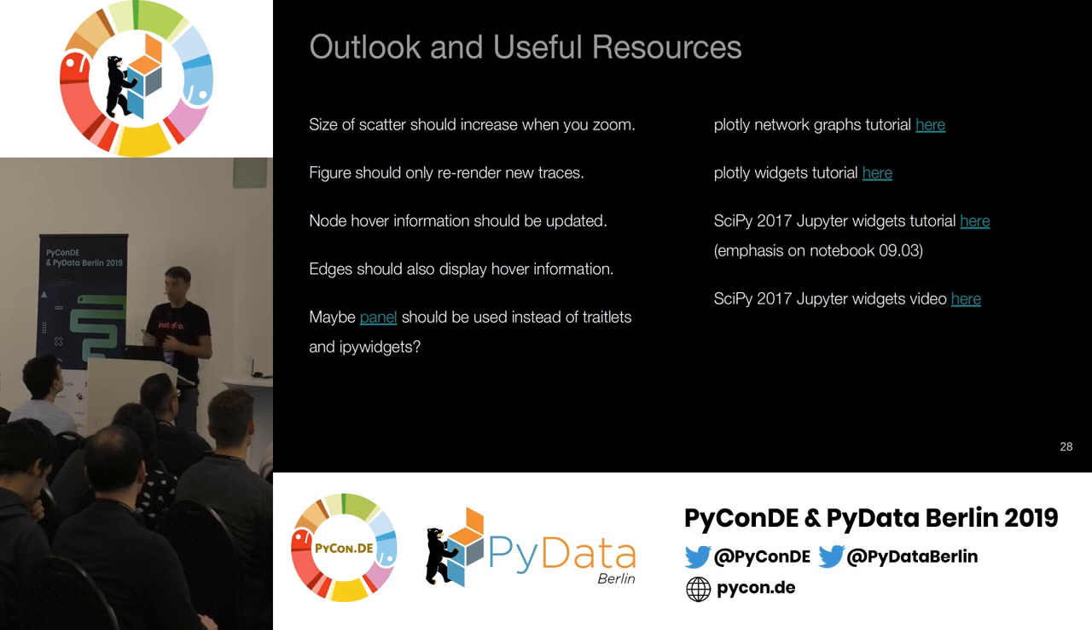The node information should be updated. You might want to see there's some other stuff than the XY coordinates. And edges should also display information. Right now, they're just dumb lines that you cannot hover over or anything. That would be cool if they could highlight the nodes that they are connecting and stuff like that. I have a couple of ideas.